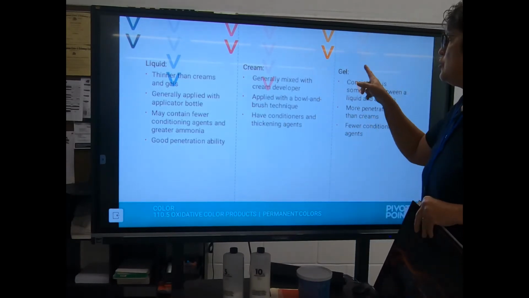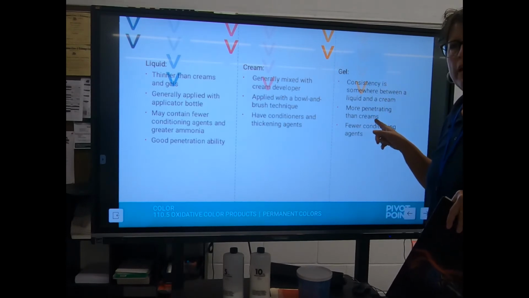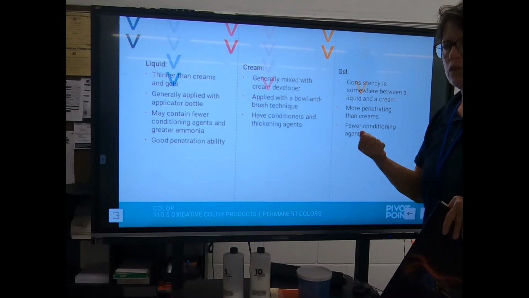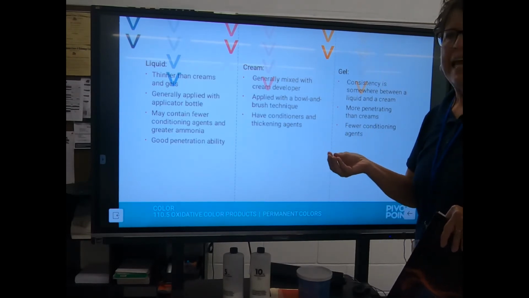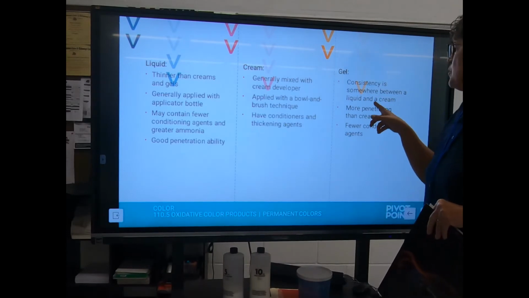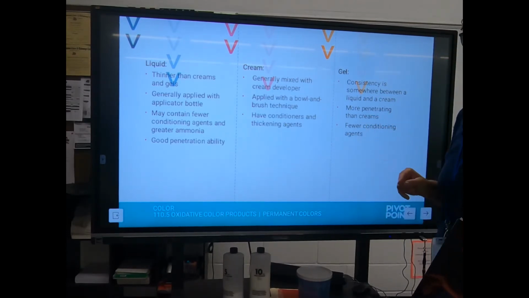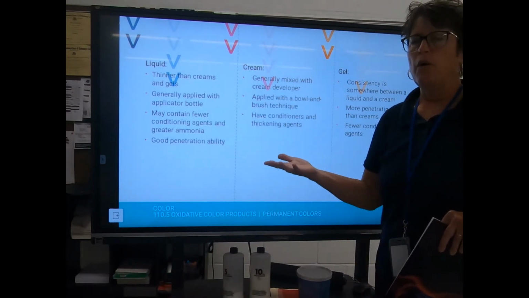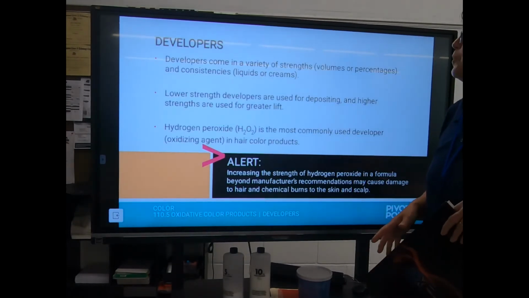I have used gel color. I cannot remember for the life of me what the brand was. It definitely did look like gel when you were squeezing it out. It looked like maybe a gel you would use to decorate a cake. And it's between a liquid and cream. It's more penetrating than cream, but it has fewer conditioning agents. I only know that one company, and again, I can't remember the name of it, that came out with the gel.